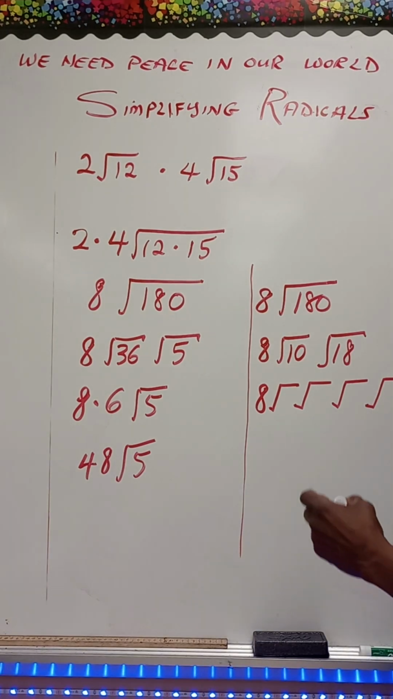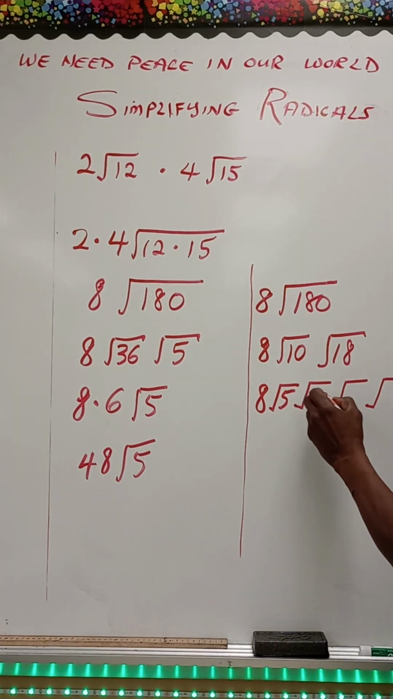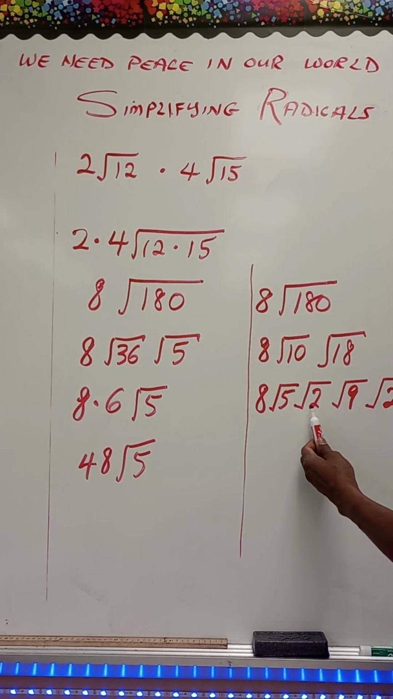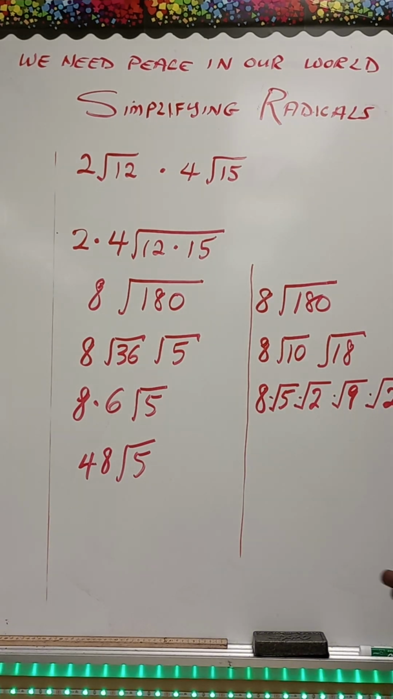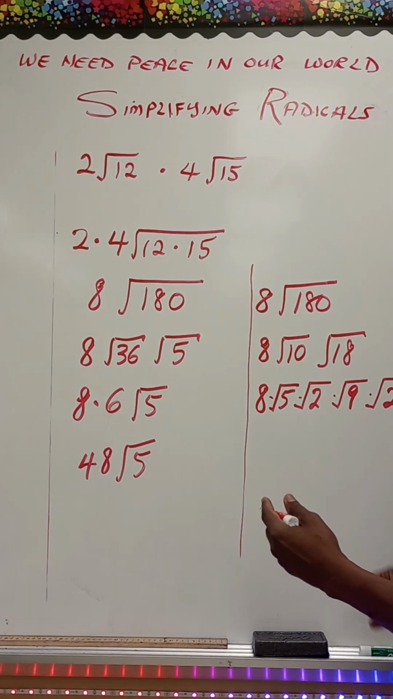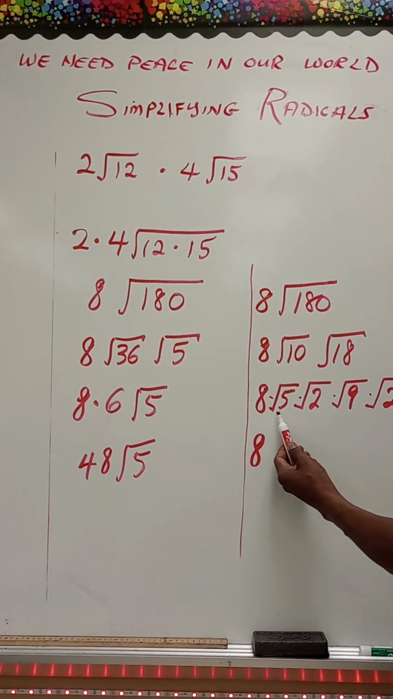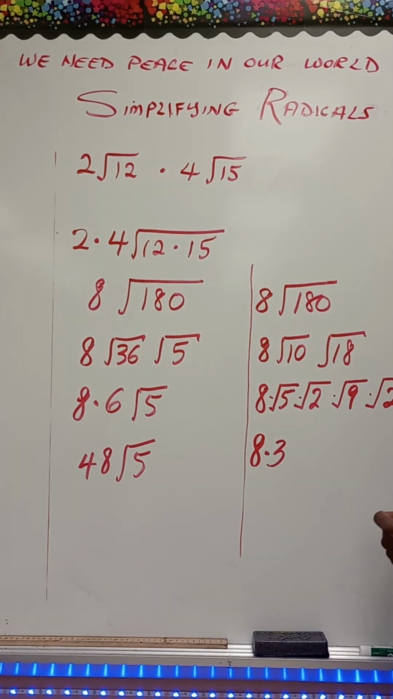For 10, the two numbers that we can multiply would be 5 and 2. And for 18, the two numbers we can multiply would be 9 times 2. So 5 times 2, 9 times 2, and of course, everything here is multiplying. From there, we're going to pull out our numbers and get whole numbers. We have 8 as the first whole number. Then we keep moving on the line. What's the radical of 9? Radical of 9 is 3.